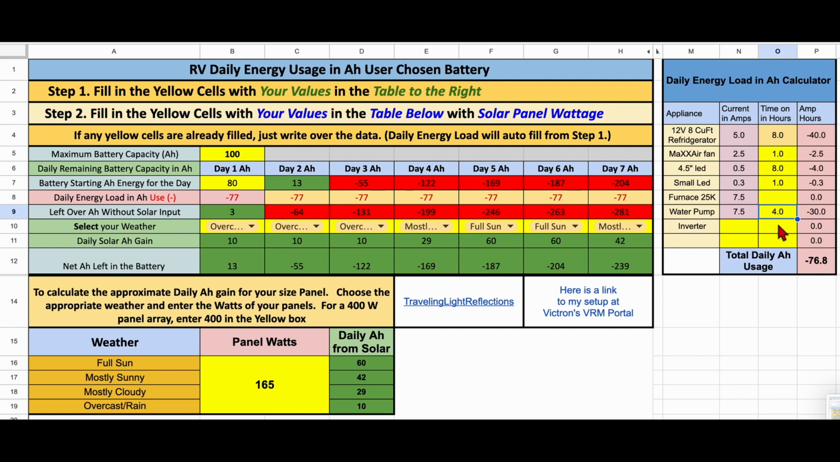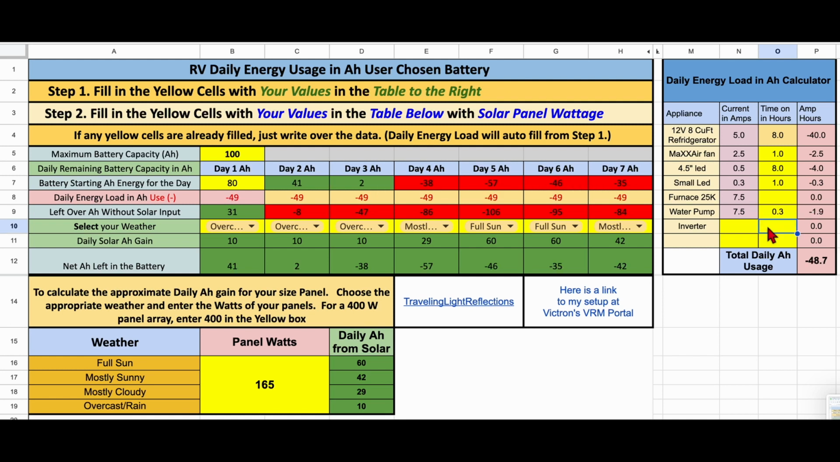This was interesting. They have the water pump being on for 4 hours. Now, your typical RV water pump pumps approximately 3 gallons per minute. So with a 55-gallon tank, you're definitely not going to get 4 hours out of running that water pump. I'm going to change that to 15 minutes, which is 1/4 of 1 hour. So that would be 0.25.